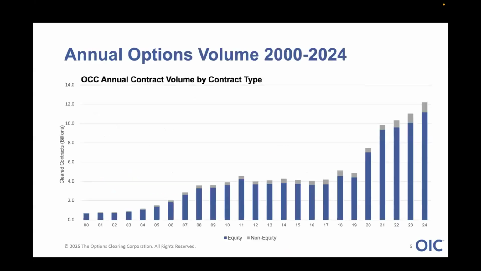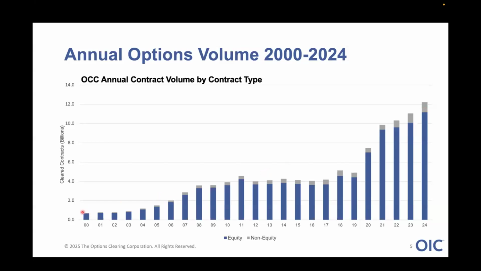Okay, here is one of my favorite charts. This is annual options volume over the last 25 plus years. And as you can see, the growth and trajectory of the volume numbers have just been phenomenal. So last year was the 5th record year in a row for the industry. Last year alone, we cleared and settled 12.2 billion contracts. Okay, we are averaging roughly 48.5 million contracts on a daily basis.